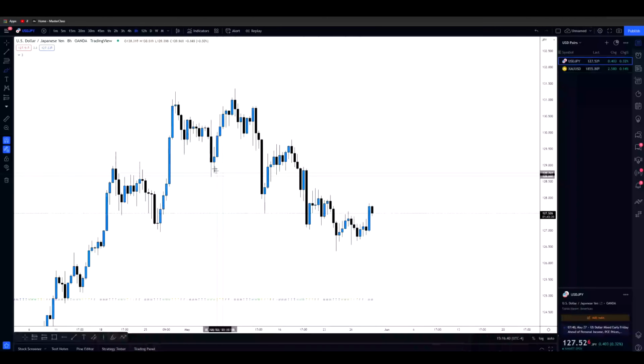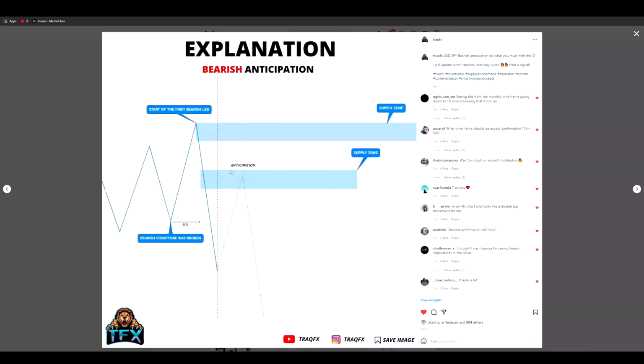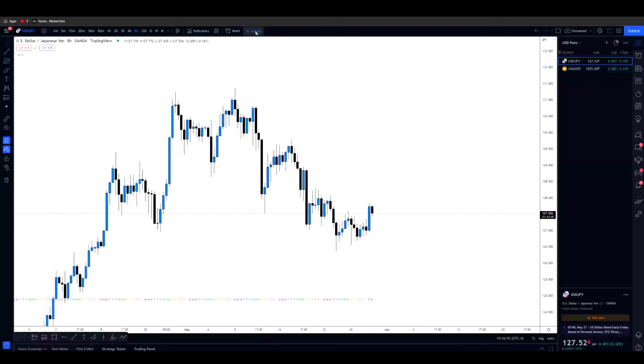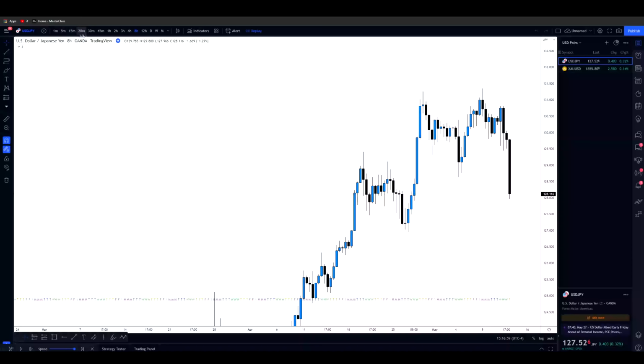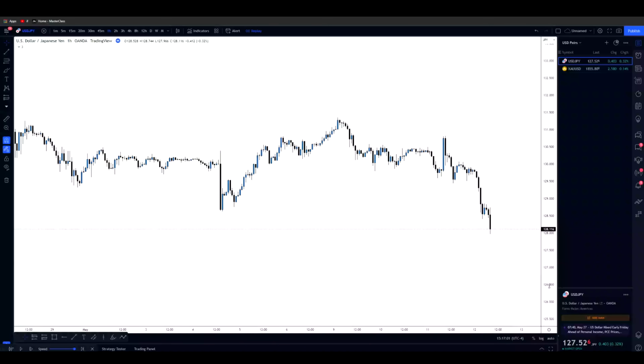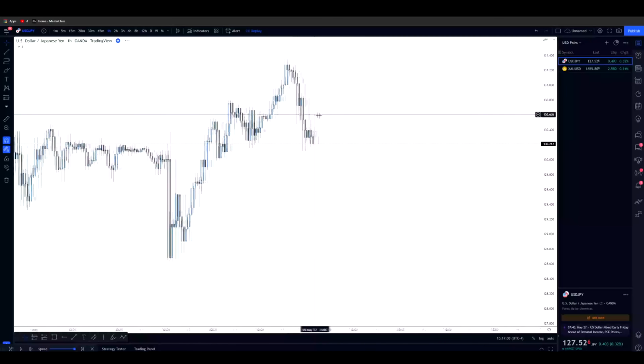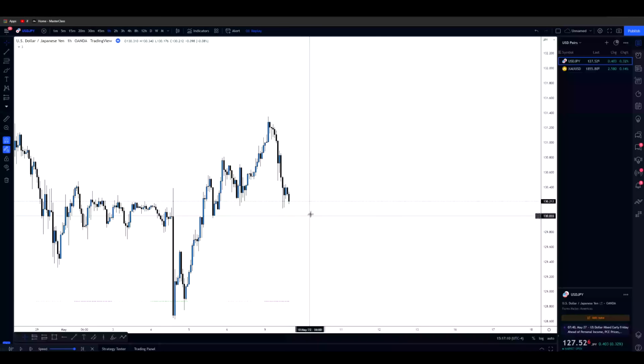So now let's move on to USDJPY. As you guys saw, this was the anticipation right here on the 9th of May, 2022. I was anticipating this crash. Now let's move on to what ended up happening. Let's go right over here. Let's go to the 1 hour time frame. Oh, actually, I have to go a little bit farther back. It was right over here. Perfect. So this is the start of the one-sided market.